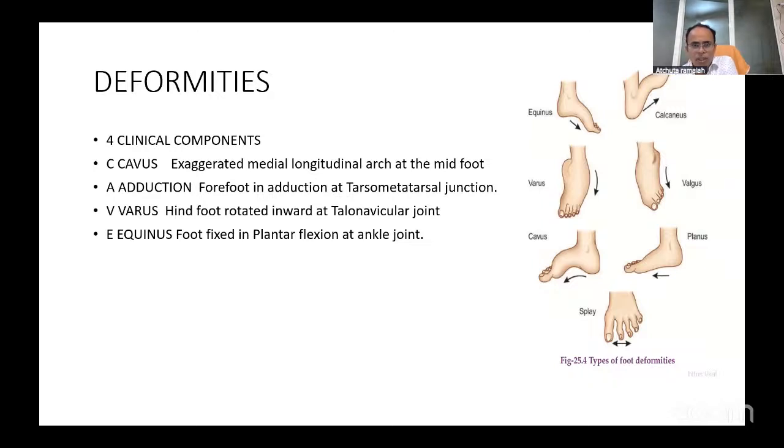This is very important to remember, which deformity is at which part of the foot and ankle, because when you are correcting, if you don't know where the deformity exists, it is very difficult to address that point and bring it back to normal position. So these are the deformities. Till now, okay?